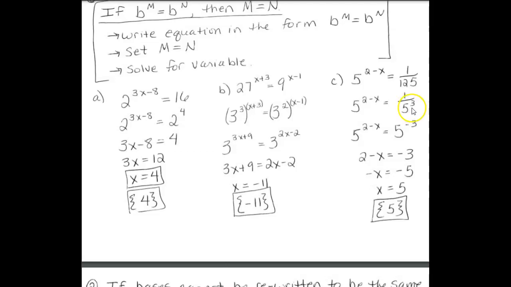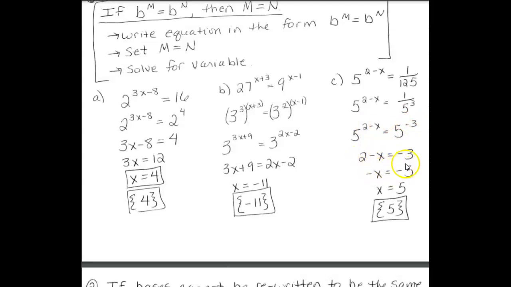So if I need to move it up to the numerator, it means I have to make the power negative. So shifting this 5 to the top changes the sign of the exponent. So now we have 5 to the 2 minus x equals 5 to the negative third. So we have the same base, meaning now we can set the powers equal. 2 minus x equals negative 3.